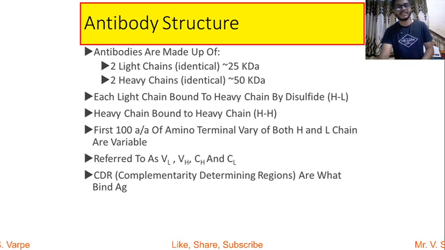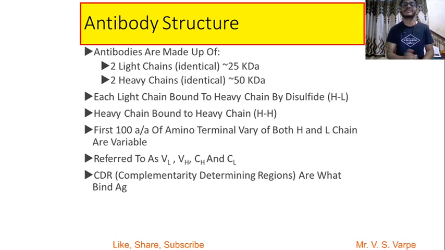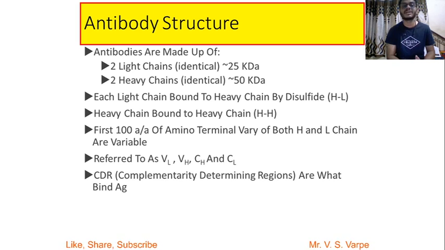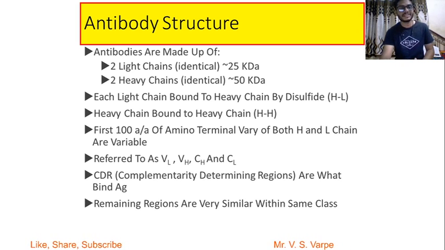Then here one region is present, and this region is called the CDR region. What is meant by CDR? CDR means complementarity determining region, which is useful for the binding of antigens. Normally in the structure of an antibody, two CDR regions are present. That means two antigens can be attached to the antibody structure. The remaining regions are very similar within the same class.